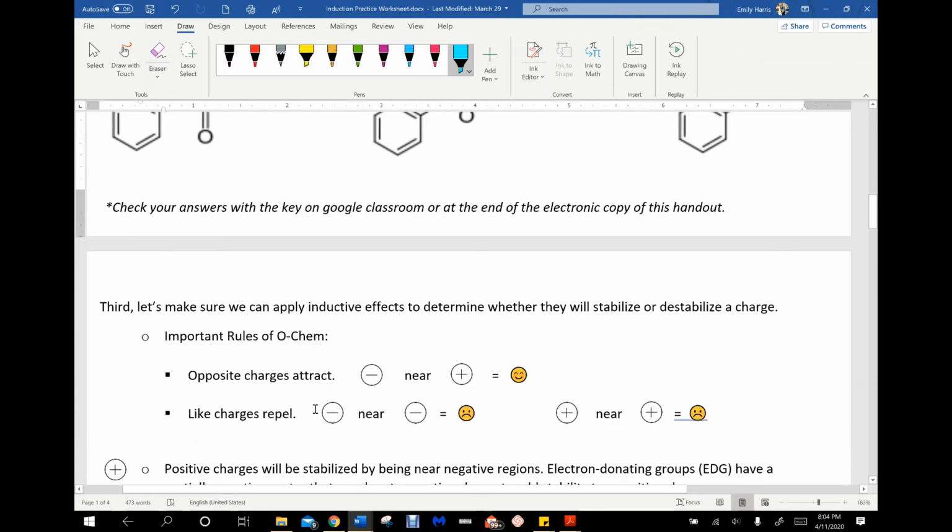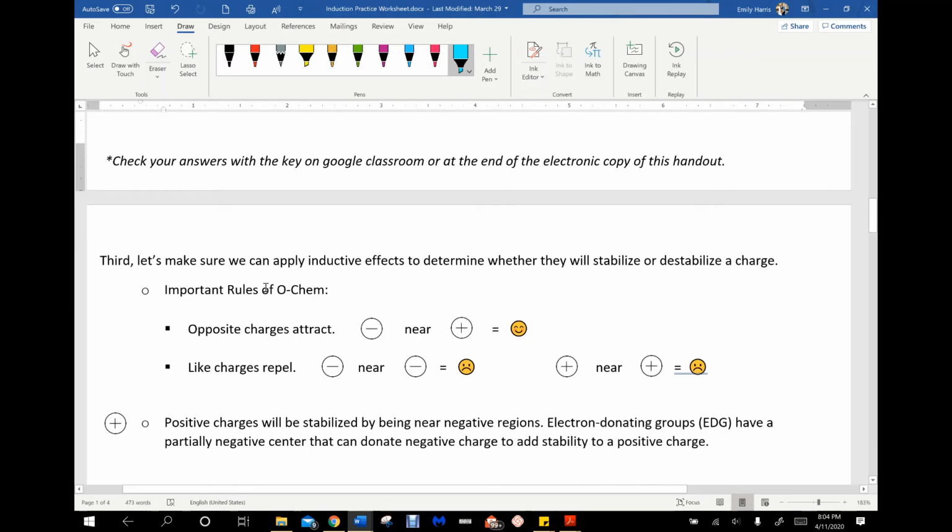All right, so let's go ahead to this next part here. So it says now we need to make sure that we can apply inductive effects to determine whether they will stabilize or destabilize a charge. And so one important rule of organic chemistry is that opposite charges attract. So if you have negatives near positives, that's a good thing. And like charges repel. So negatives near negatives, not so good. Positives near positives, not so good as well.